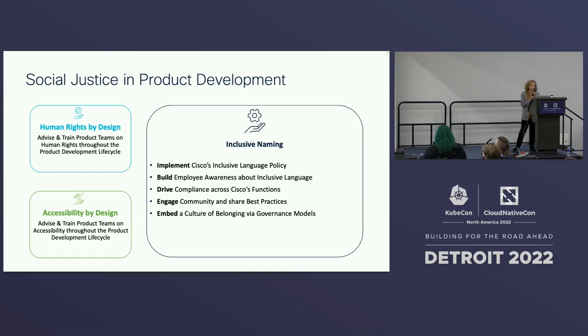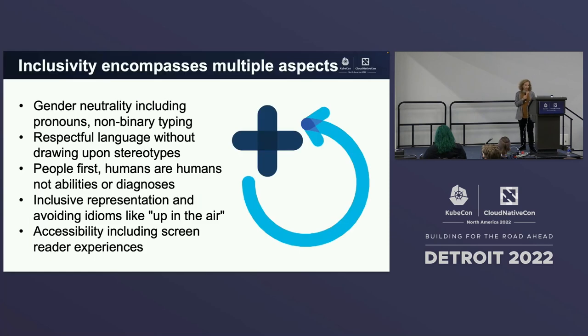So, I'm only talking about language and naming mostly today, but I do want to point out that inclusivity in language can encompass multiple aspects, right? There's gender neutrality. Gender is not binary. So there are ways to write and ways to use your language that don't make it a binary thing. And I think that a lot of the technology industry has gone to using they as the pronoun. Oracle, Cisco, a lot of technical style guides have gone that direction. And then also just trying to use respectful language, don't draw on stereotypes.